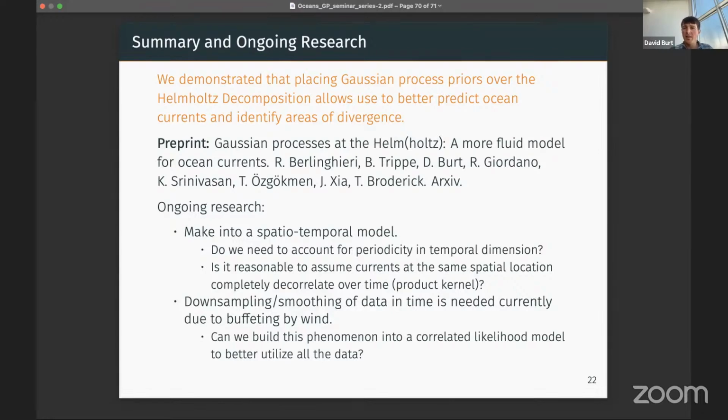So it would be nice to build this phenomenon into some sort of correlated likelihood model to avoid having to do this downsampling and smoothing, and instead build this process more directly into our model of the system. So thanks for listening to the talk, and I'm very happy to take any questions now.